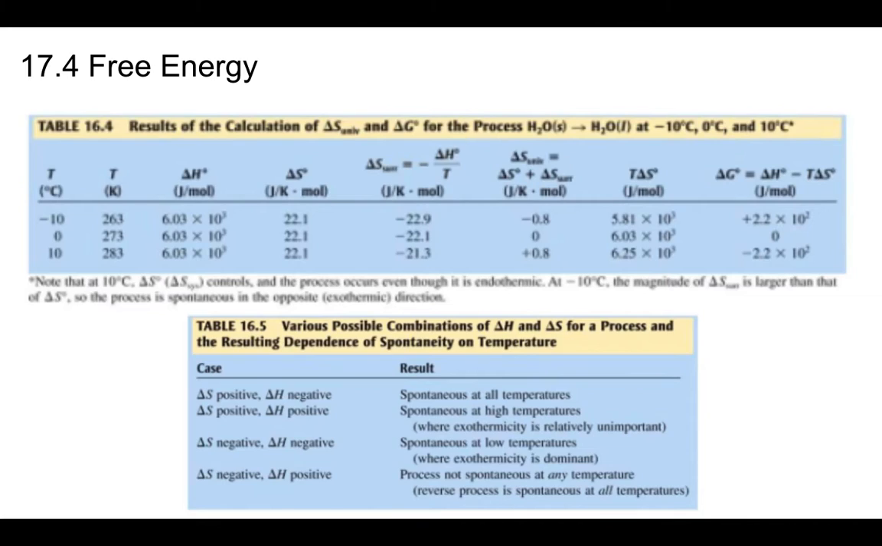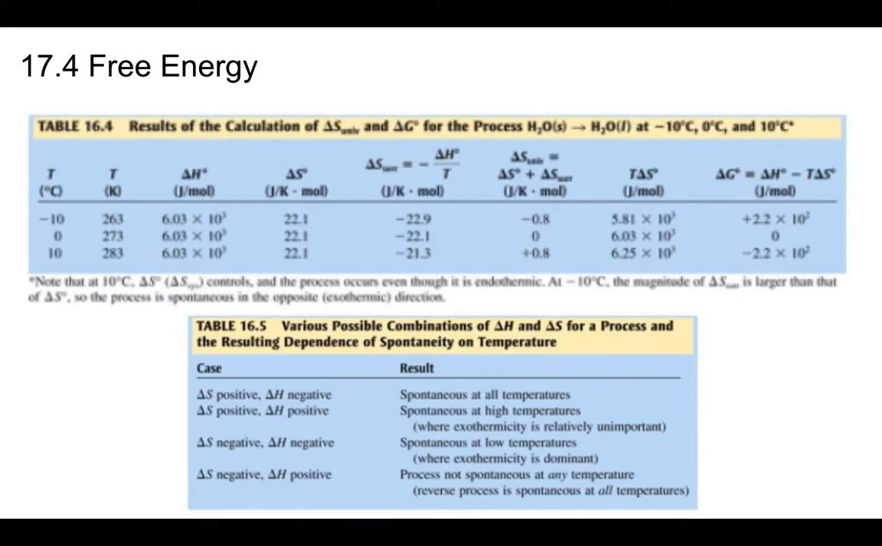Let's take a look at some various combinations of delta H and delta S and think about how they would play on spontaneity, on thermodynamic favorability. If your delta S is positive, that means that if you take delta H minus T delta S, the minus T delta S is trying to make delta G negative. And that's something that would make things more spontaneous.